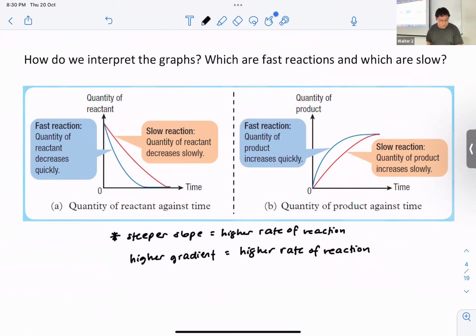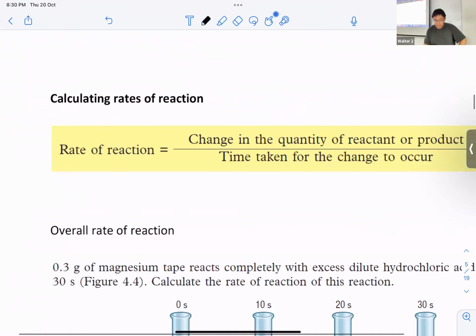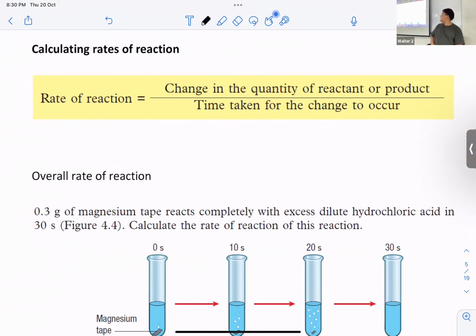Okay, yeah, so take your calculator. So the next part is called calculating rates of reaction. No calculator? Hey, I tell you, rates must calculate stuff. Yeah, use your phone. You just have to divide, it's very simple. Just divide.